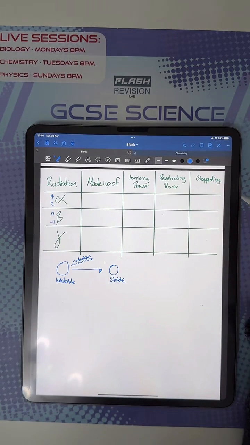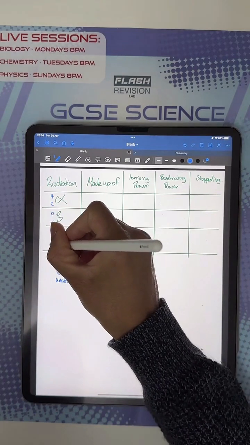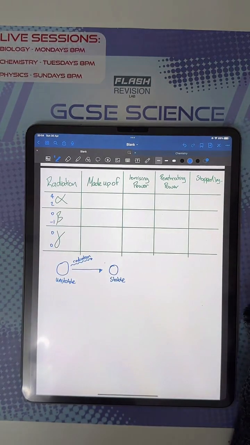And gamma is... Anyone said gamma yet? Gamma is nothing yet. We just put it as a 0 and a 0. It doesn't have a mass, it doesn't have a charge. So we write it as 0, 0.